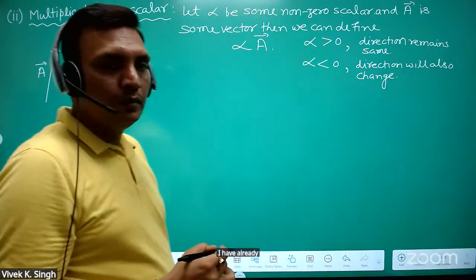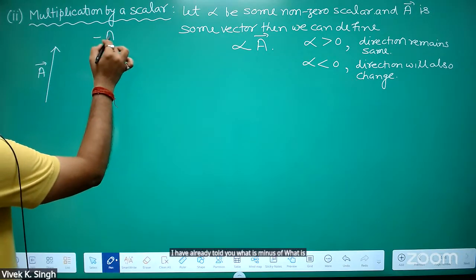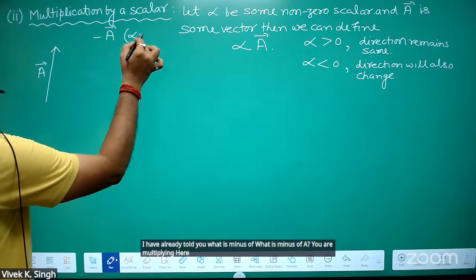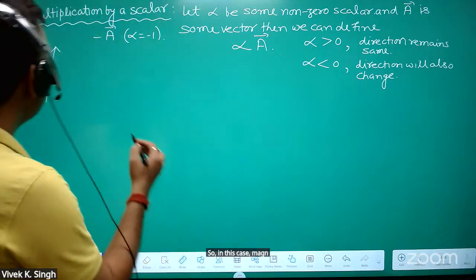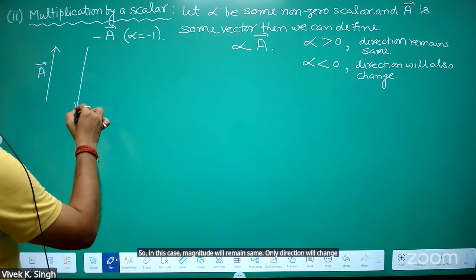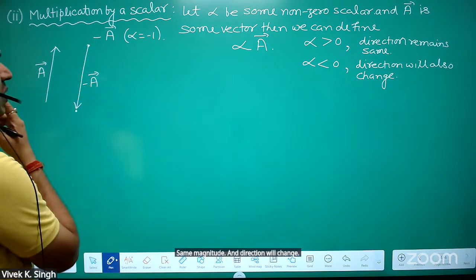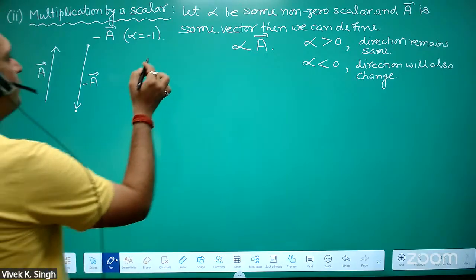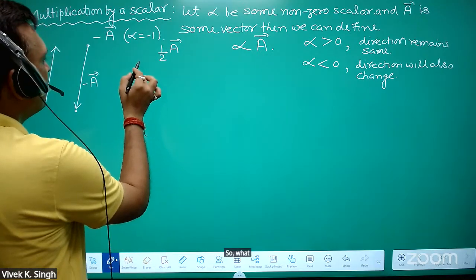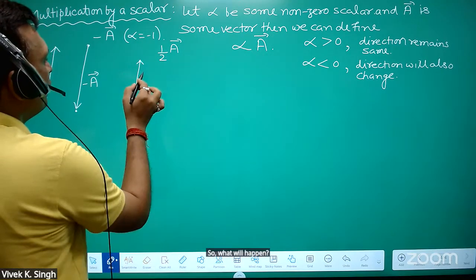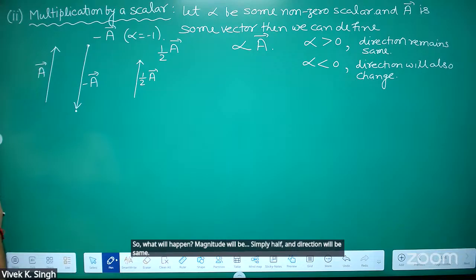I have already told you what is minus of A. You are multiplying here, alpha is -1. So in this case, the magnitude will remain the same, only the direction will change. Yes or no? If you have, let's say, 1/2 vector A, alpha is half. So what will happen? The magnitude will be simply half and the direction will be the same. Yes or no?